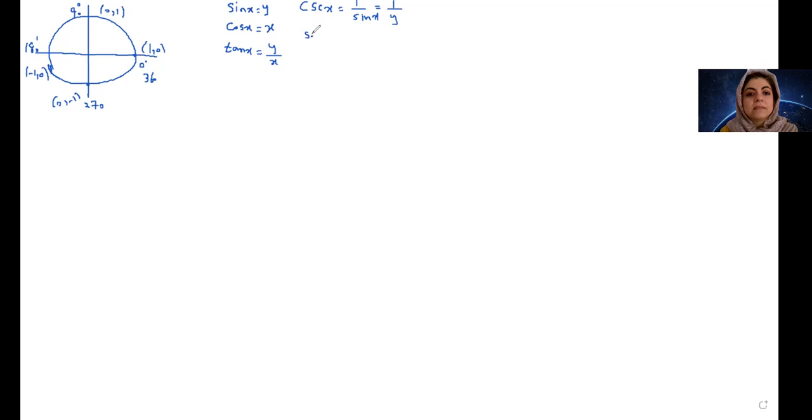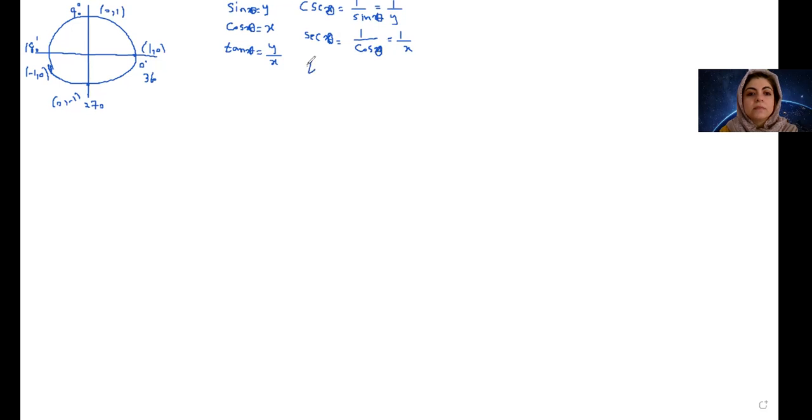For secant is 1 over cosine, which is equal to 1 over x component. Instead of the x here, I prefer to put theta for you to see this is an angle, right? Don't mix it with this x. This is angle, theta. In front of this trig ratio, put theta.